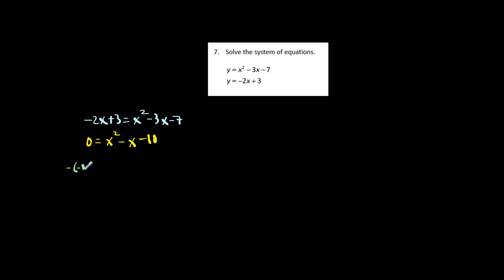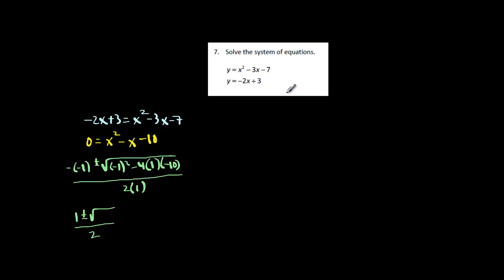So the opposite of b plus or minus the square root b squared minus 4ac all over 2a. So this is 1. The denominator is going to be 2. Negative 1 squared is 1. Negative 4 times 1 times negative 10 is 40. So we're going to have 41 inside. So 1 plus or minus root 41 all over 2 is your x values.